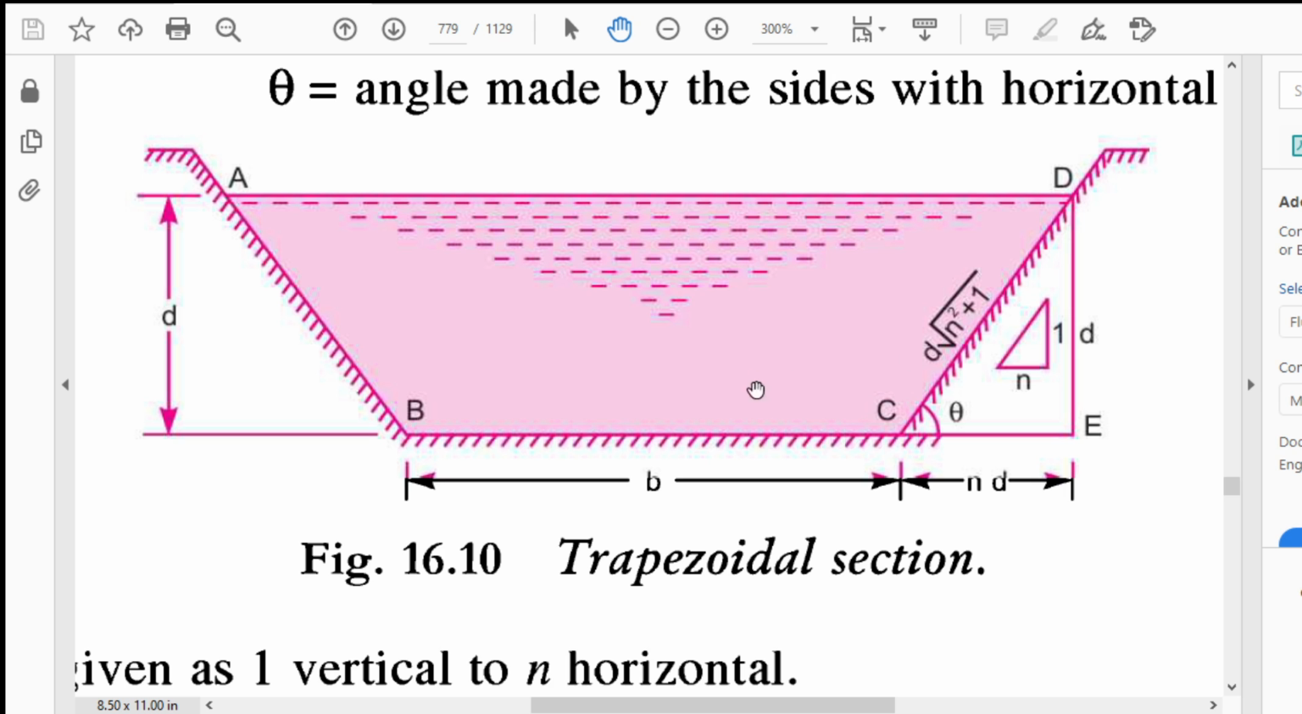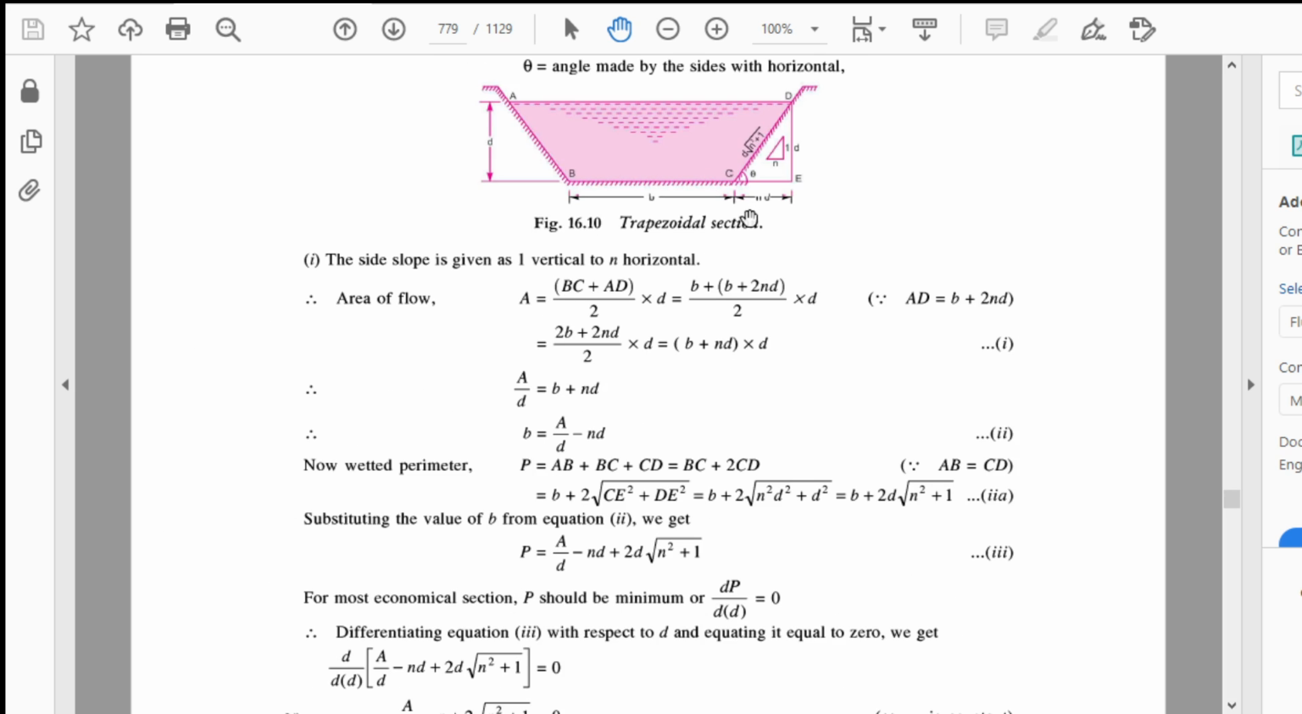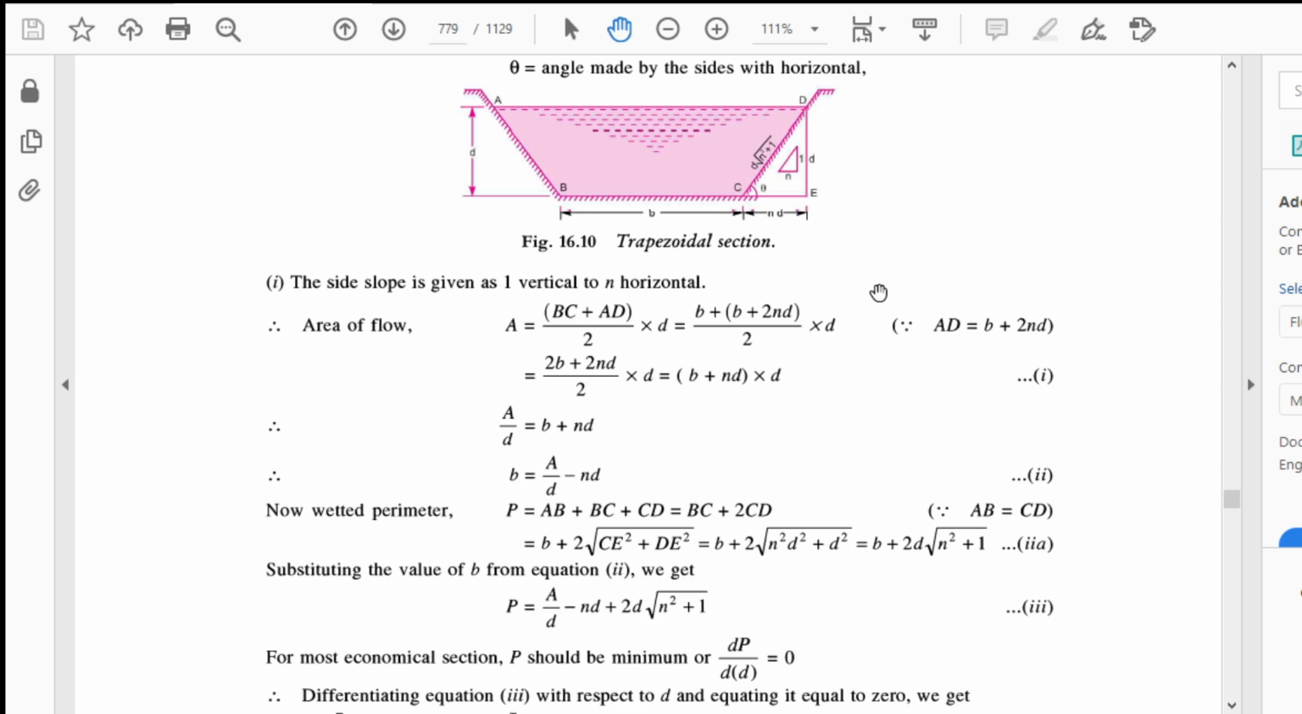Now I'll zoom out this. Okay, now move further.